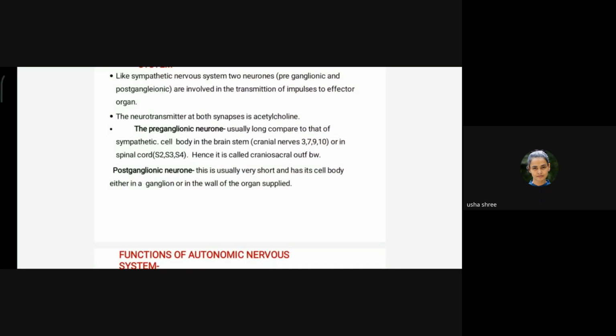Now, the postganglionic neuron in the parasympathetic nervous system. This is usually very short and has its cell body either in the ganglion or in the wall of the organ supplied. So it is very short in length, and the cell body is either in the ganglion or in the wall of the organ supplied.